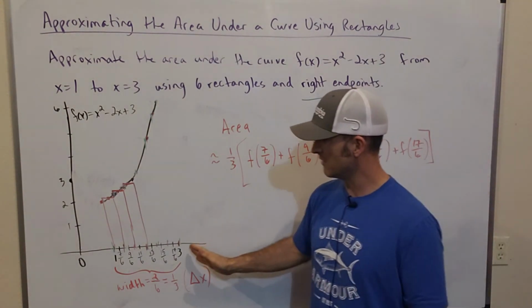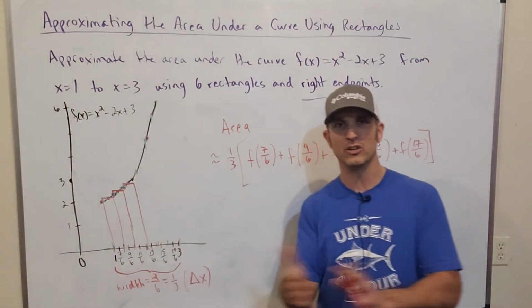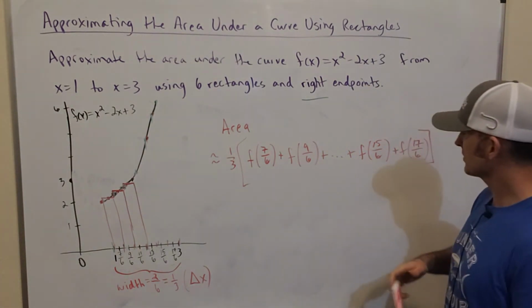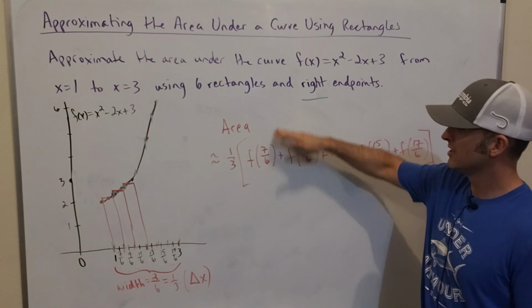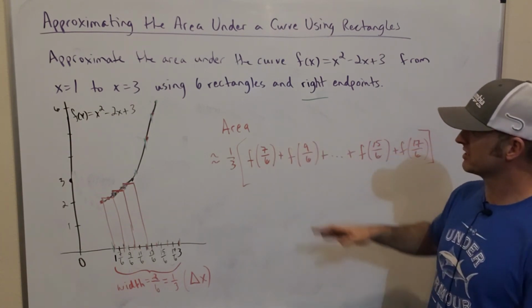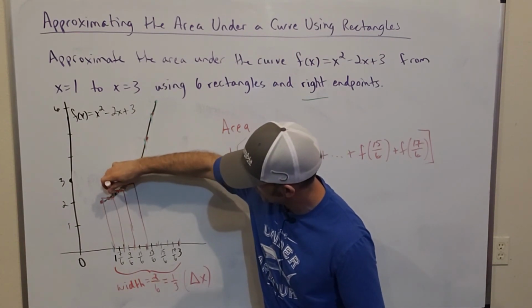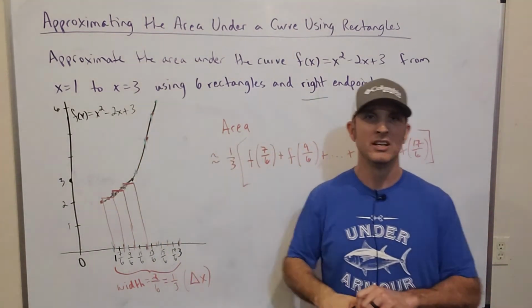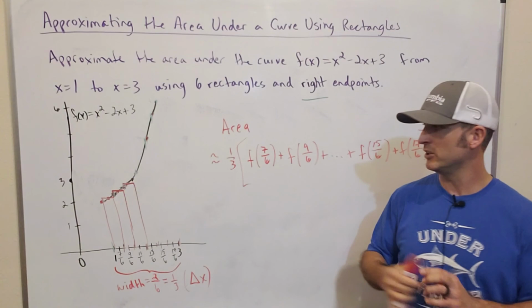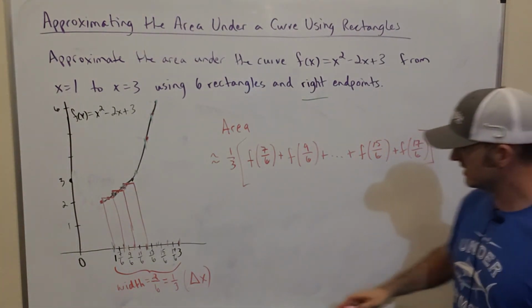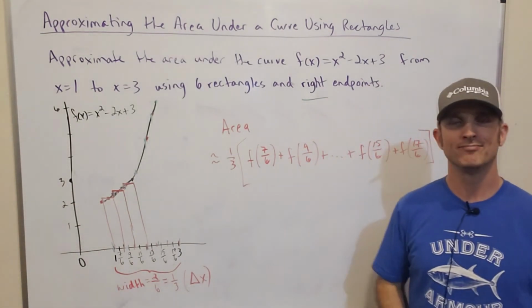Whereas when you use left endpoints, you only use the left side of each interval. And when you use right endpoints, you only use the right side of each interval. Okay? And at this point I don't want to really discuss if this is an overestimate or underestimate because you've got part of each rectangle above and part of each rectangle below, and that's not really the emphasis of this video. But that's the idea for approximating the area under a curve.